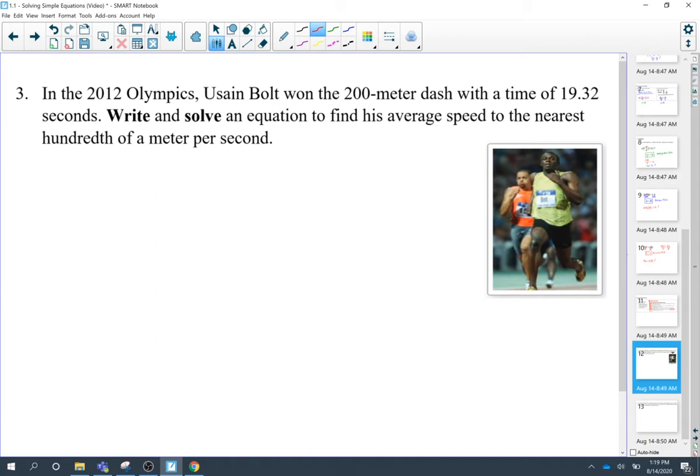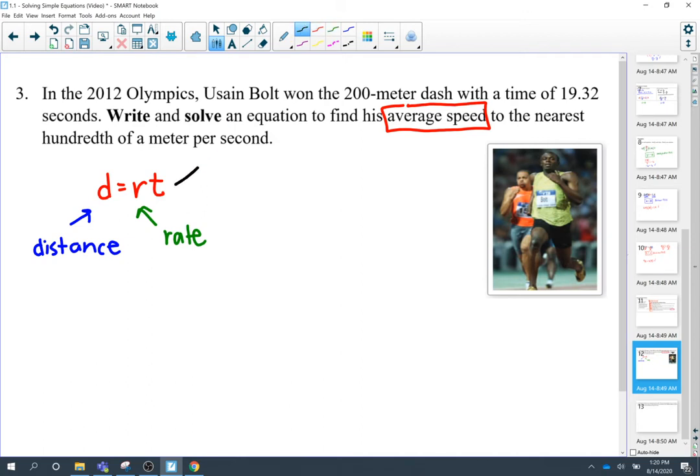Now, the first thing I'm focusing on here is it says I have to find his average speed. Well, in order to do that, we're going to need a formula that we may or may not remember. Some teachers call it DIRT, but it looks like this: D equals RT. The D stands for distance, the R stands for rate, and the T stands for time. So we've got distance equals rate times time.